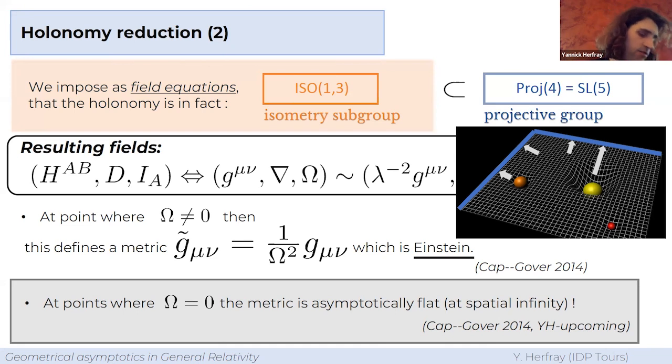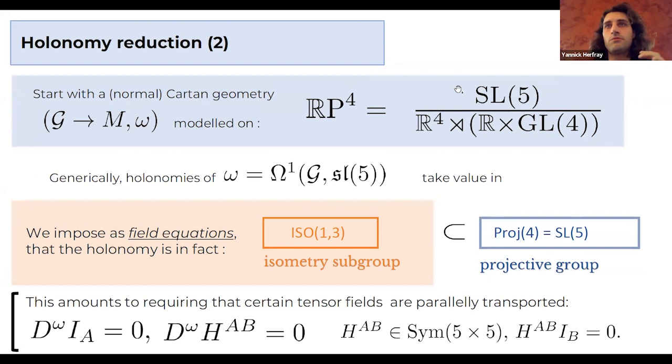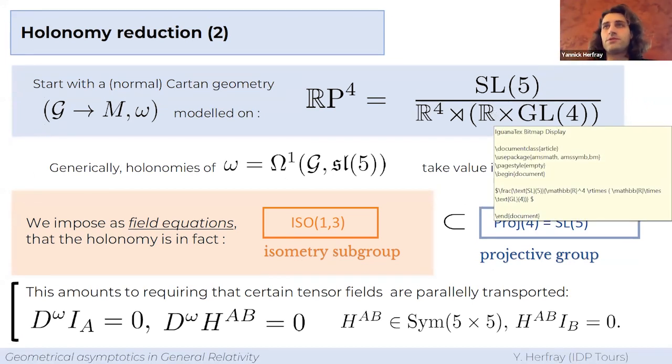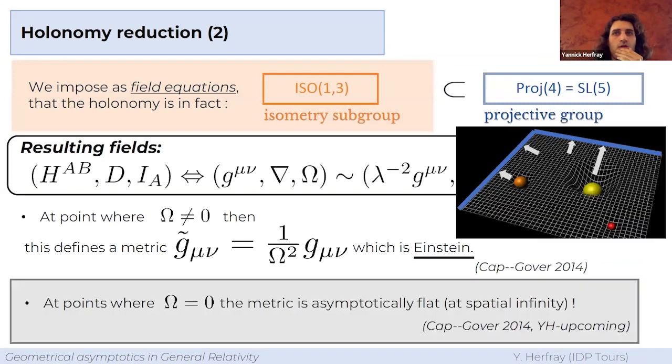So you take SL5, and you need to stabilize a line. You see you have a block 4x4, which is SO31, on the lower part, and then you have a line of R4 on top of it. So it's really very natural. That's why you need to preserve a line and the metric.